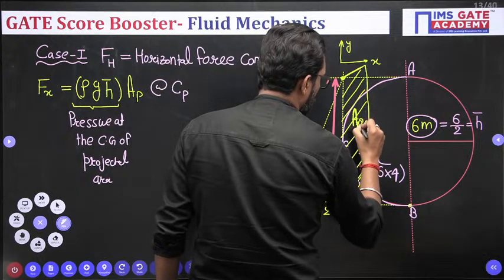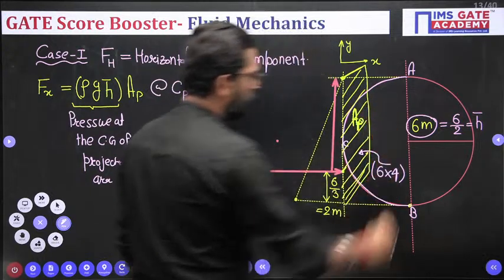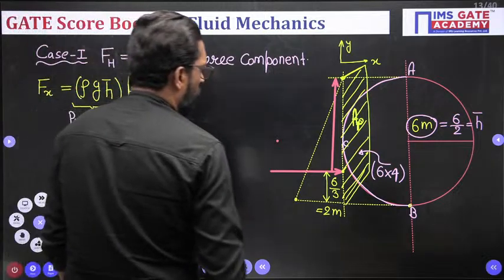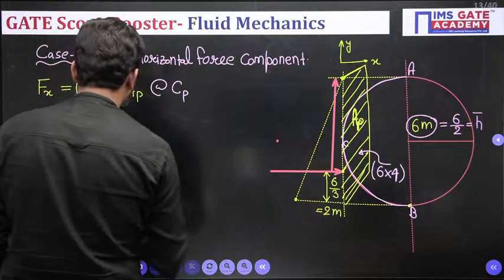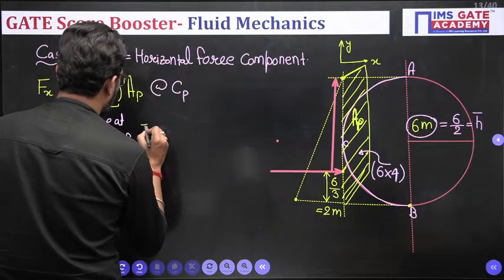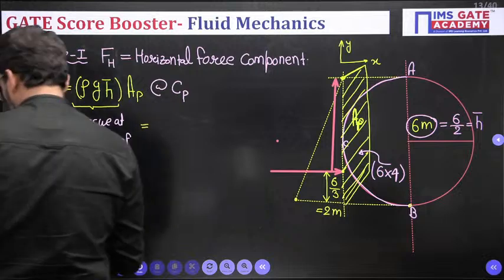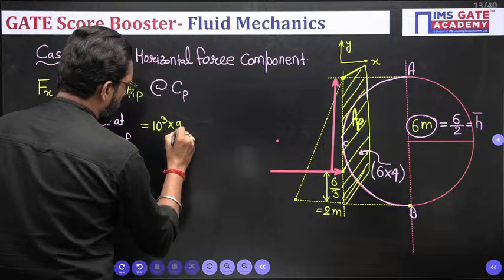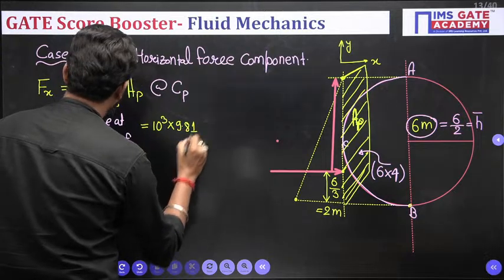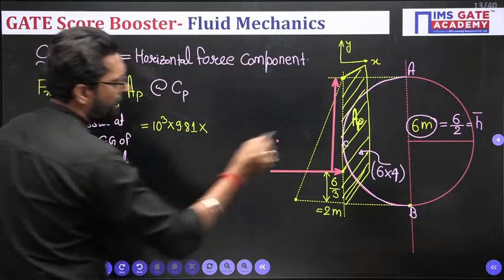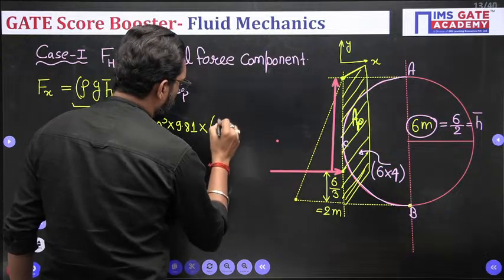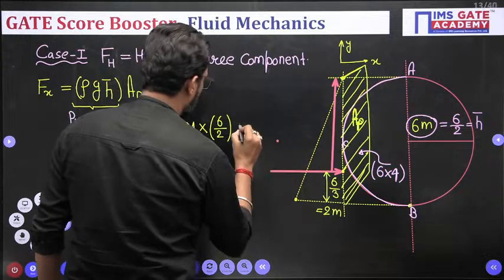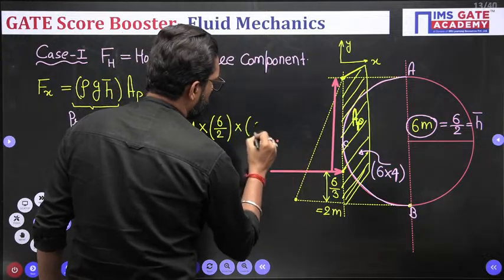This is our projected area. Now, my dear, write down this one. Then this is your 10 to the power 3 cross 9.81 cross h bar, which is 6 by 2, the centroid of the rectangle, into the projected area, 6 cross 4.